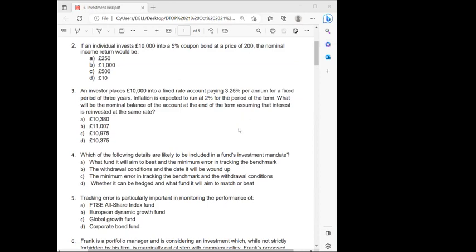An investor places 10,000 into a fixed rate account paying 3.25 per annum for a fixed period of 3 years. Inflation is expected to run at 2% for the period of the term. What will be the nominal balance of the account at the end of the term, assuming that interest is reinvested at the same rate? So 10,000, 3.25. They're asking the nominal balance.